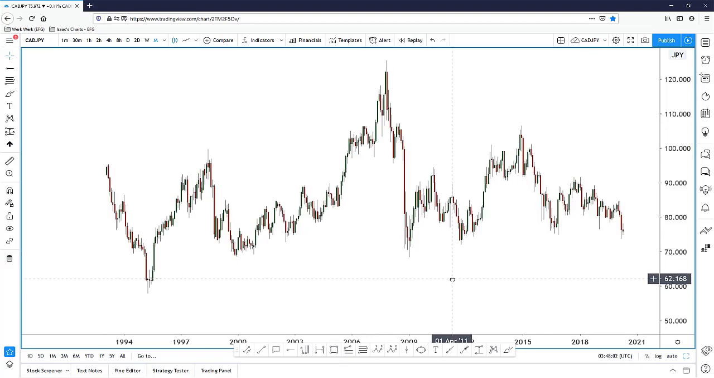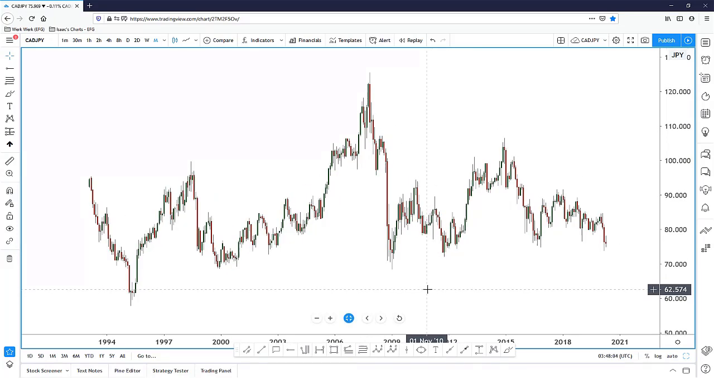So what we want to do is always use a top-down approach. We start out with the monthly, work our way down to the weekly, to the daily, and then we refine our idea on the 4 hours and even the 1 hour. On every time frame, we look for support and resistance levels.